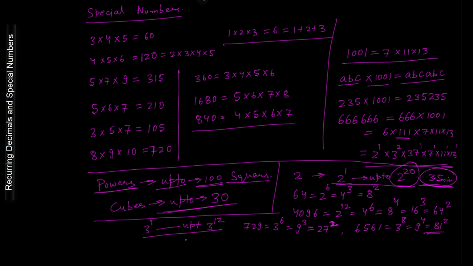Similarly, you can go ahead and keep on doing 5 to the power 1 up to 5 to the power 8, 6 to the power 1 up to 6 to the power 6, and 7 to the power 1 up to 7 to the power 5. This calculation, I would suggest that you do. This entire thing should take around 20 minutes. Everything related to the powers should take around 20 minutes for the first time.